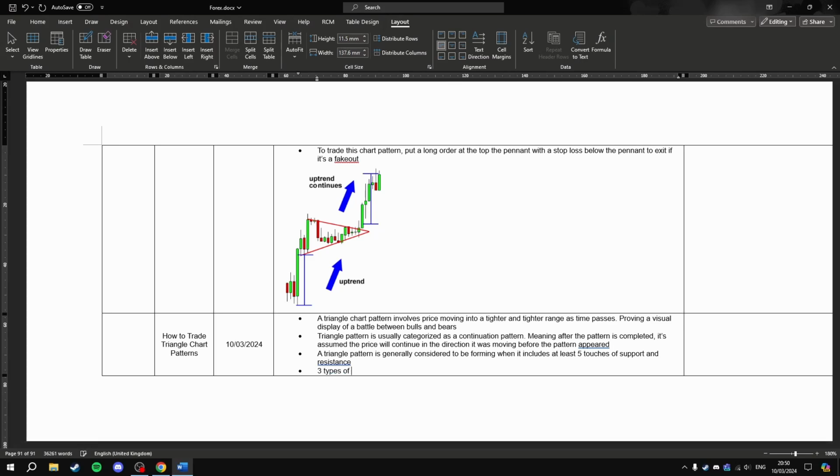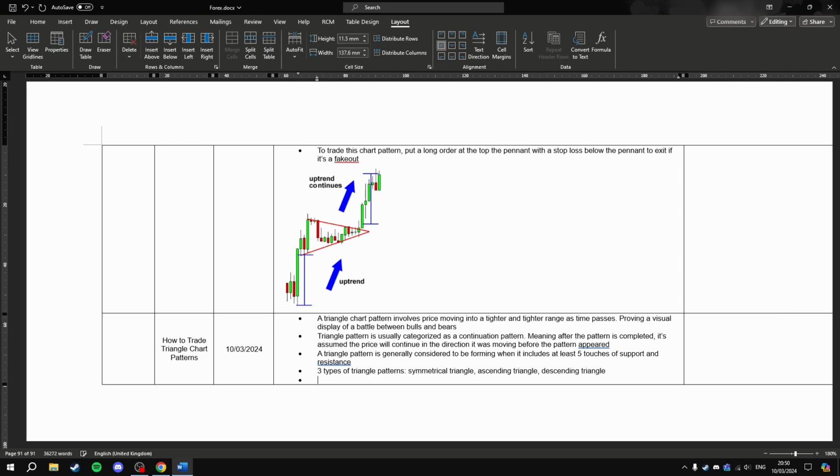3 types of triangle patterns. Symmetrical triangle, ascending triangle, descending triangle.